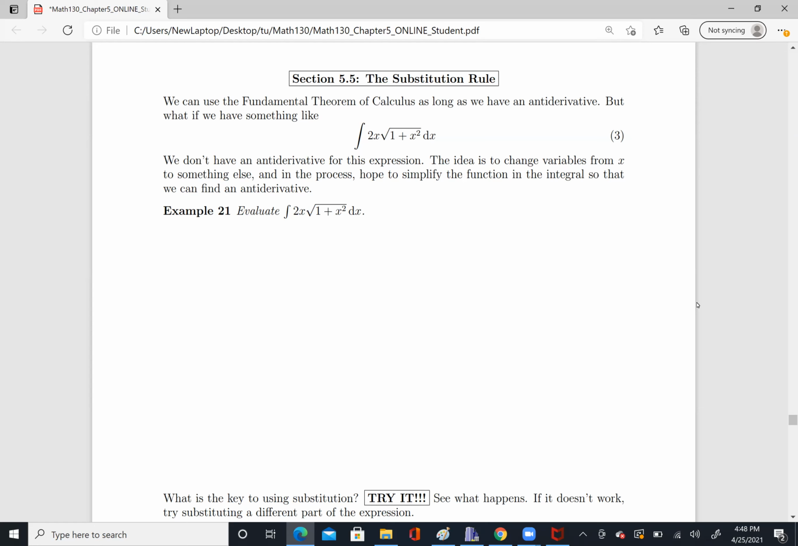And in the process, we hope to simplify the function in the integral so that we can find an antiderivative, right? Okay, so let's do example 21.